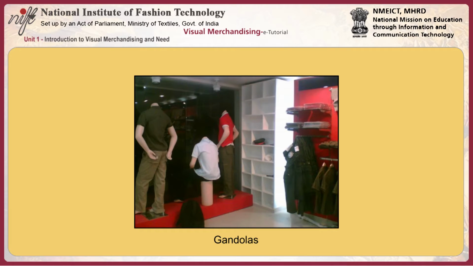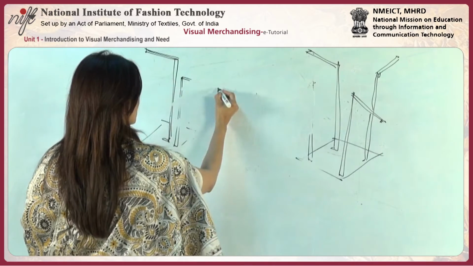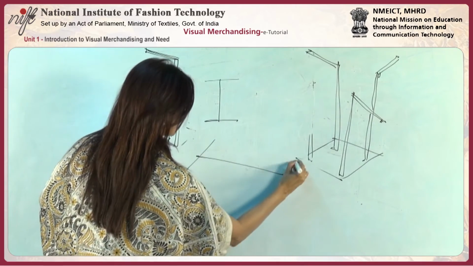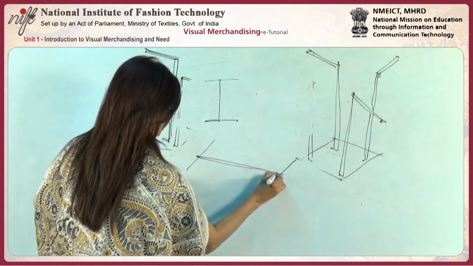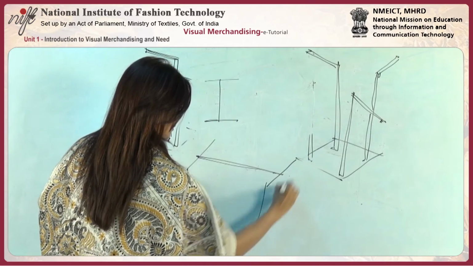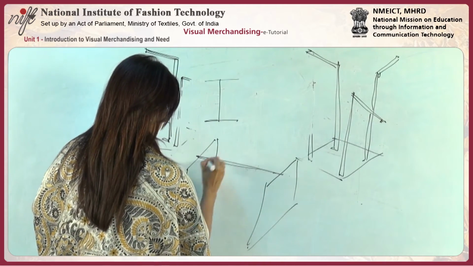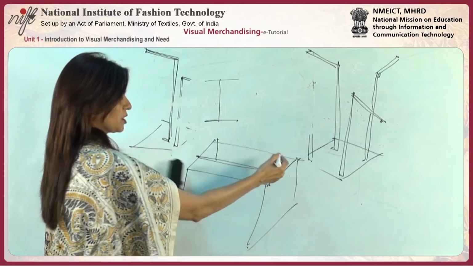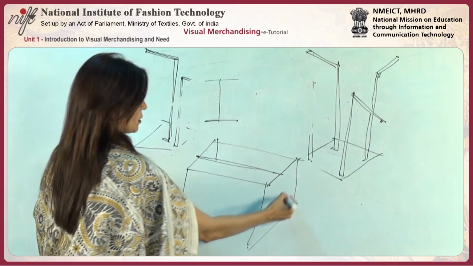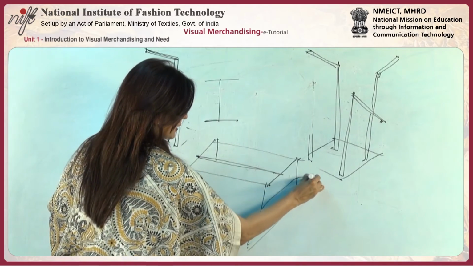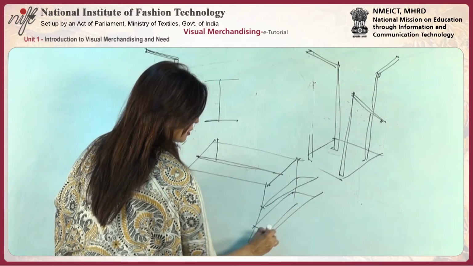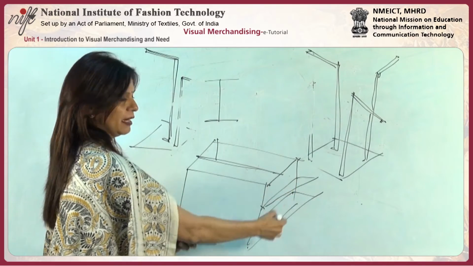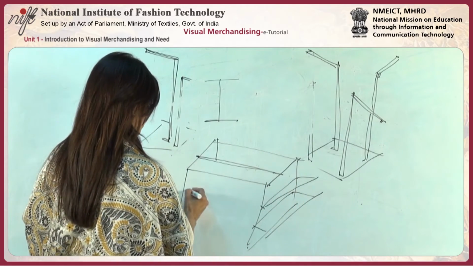The next type is the gondolas. Gondolas are like Roman letter I. So if the Roman letter I is like this, the gondola is figuratively this. You would have the top surface where one could keep things, and also the end caps where one could keep things. Sometimes the end caps may be there, sometimes it may not be there.